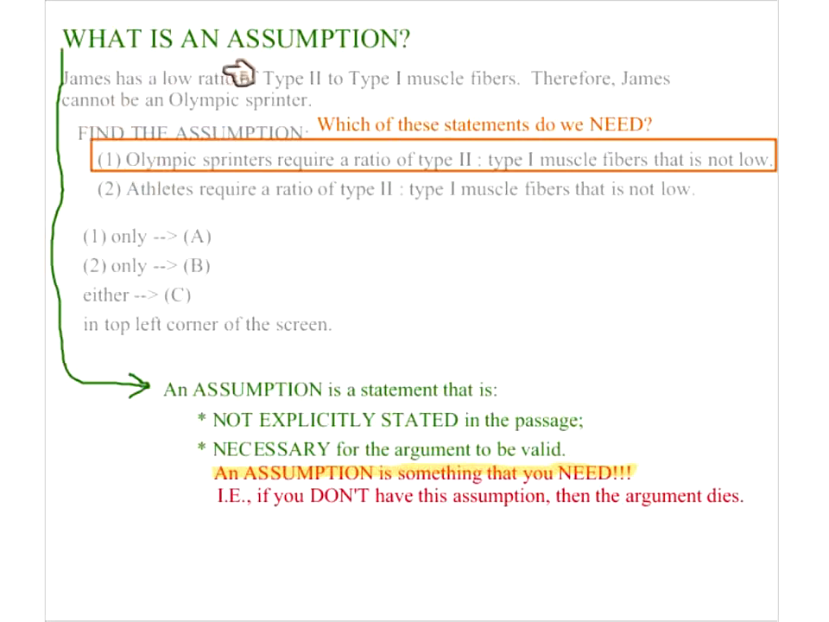Well, we're going from low ratio of type 2 to 1/5ers to you can't be an Olympic sprinter. You need this to be true, otherwise there's no connection between this ratio and whether or not you can be an Olympic sprinter. On the other hand, this statement here, athletes in general, you don't need that. You don't need this to be true. This is too broad. Now, this would be an excellent answer to a strengthen question, which we'll talk about in a second, but that's not what we're doing right now. So this is too broad. You don't need this to be true for all athletes, just Olympic sprinters.